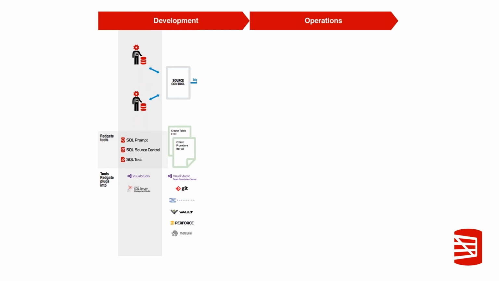So first of all, of course, we're just working in our development database. Then we use either SQL Source Control or SQL Change Automation to import those changes into our version control system. So let's say we're creating a table called foo and a procedure called bar. That gets put into our version control system.